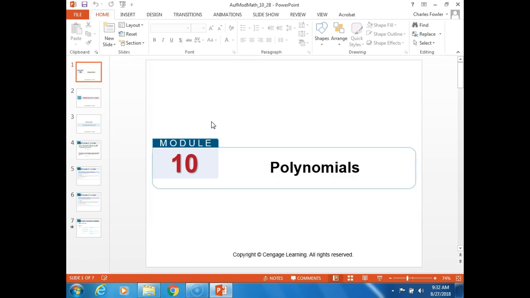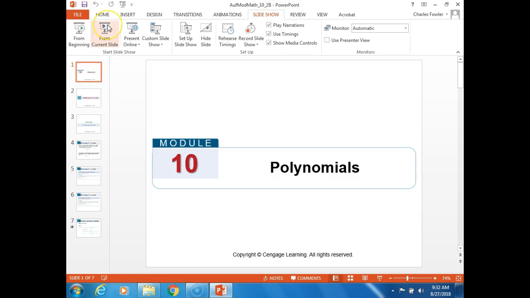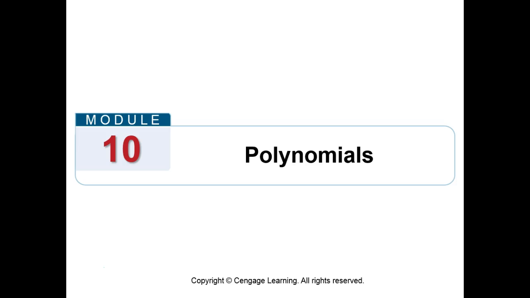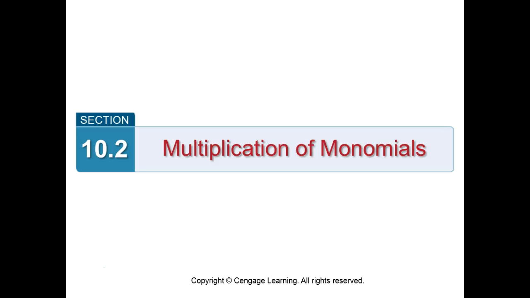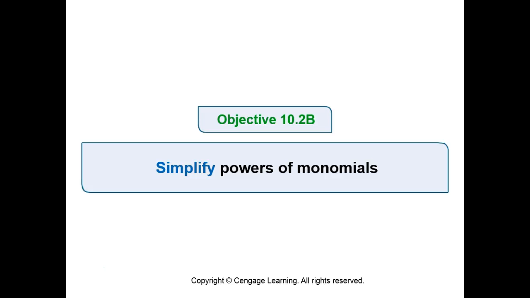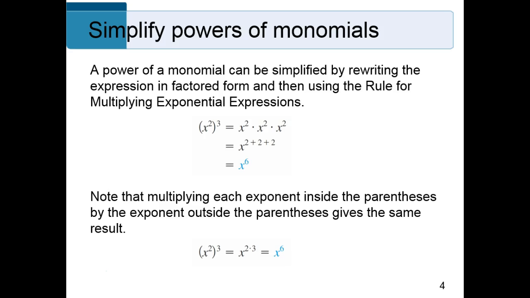All right. So now we move on to Module 10, sorry about that. We're now going to do Section 10.2, Multiplication of Monomials. But this time, 2B is Simplify Powers of Monomials. My goodness, did they drag this out? Okay. A power of a monomial can be simplified by rewriting the expression in factored form and then using the rule for multiplying exponential expressions. It's almost the same thing.